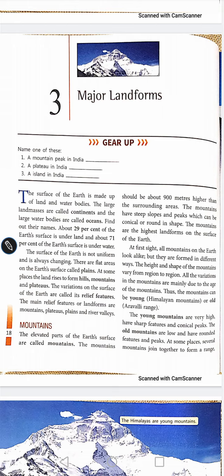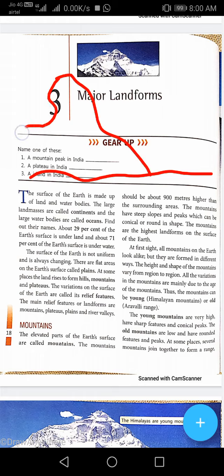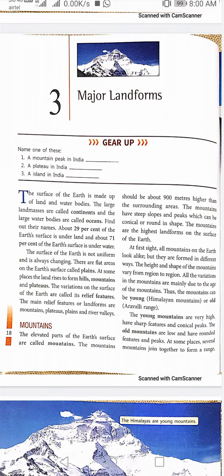Now we start with the first relief feature, that is mountain. Mountains are the elevated part of the earth's surface. Now what is an elevated part? Look, this is the flat part, and this is the elevated part. If this is a mountain, then this is the mountain and this is the flat part. So the elevated part of the earth is known as a mountain.